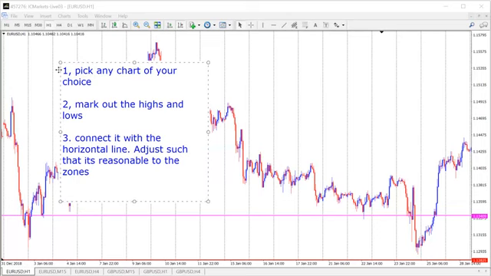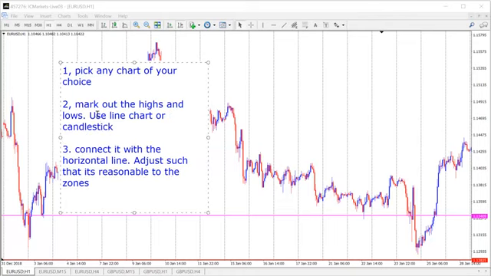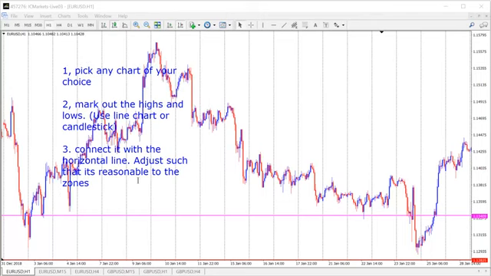You could as well switch it to a line chart at this stage. You could either use your line chart or candlesticks. Any one of them works, depending on the one you prefer. So these are the simple 3 steps to plot a very good support and resistance, just like the one we've got right here.